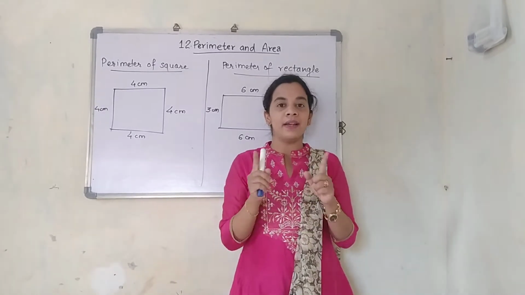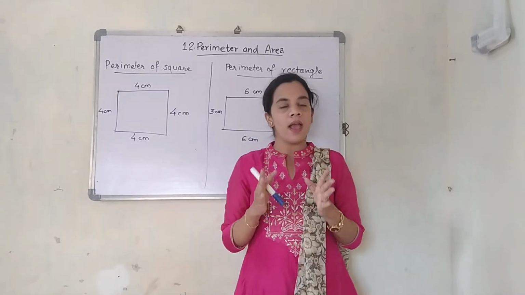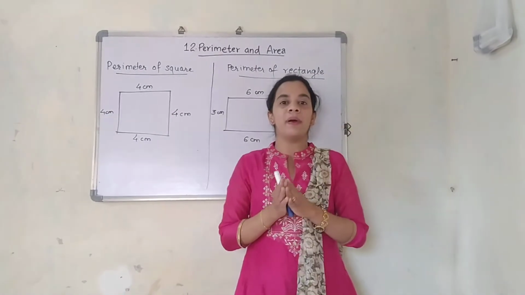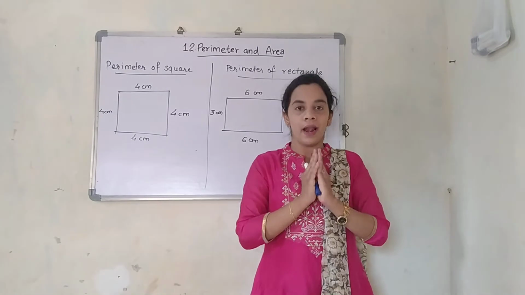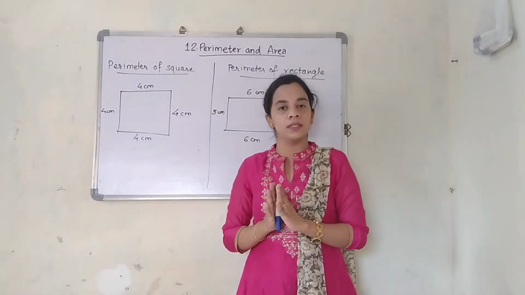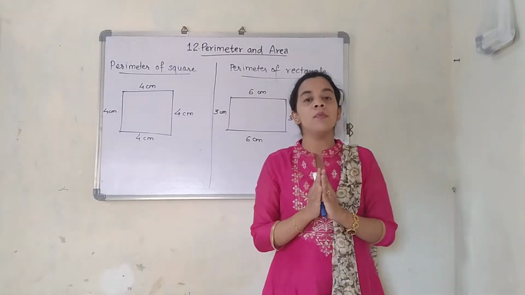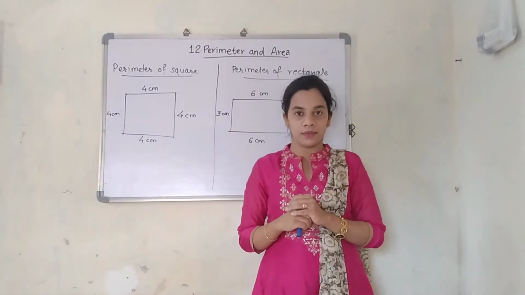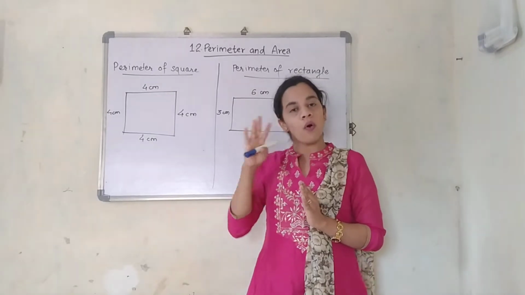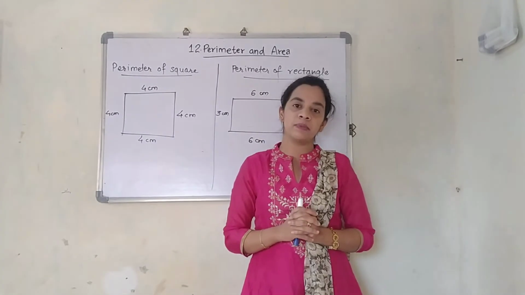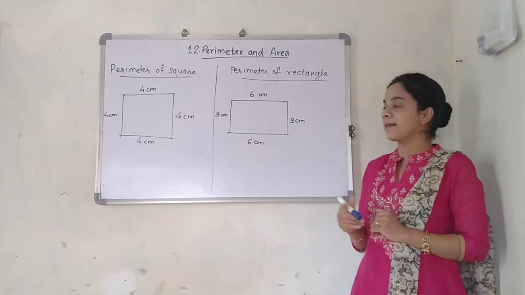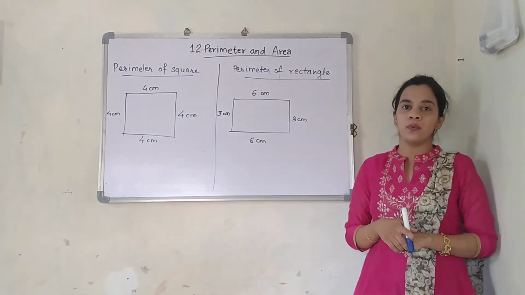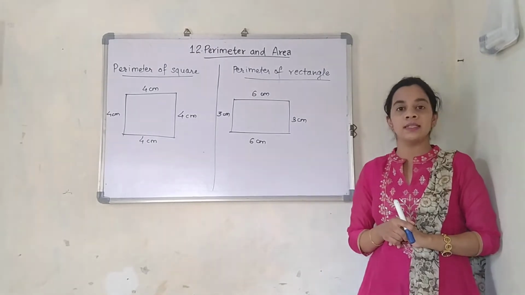Perimeter means what? Addition of all sides. If any figure is given to you, the perimeter of that figure is the addition of all the sides, or the sum of all the sides. Now, square: you can see a square has 4 sides. So the addition of all those 4 sides is said to be the perimeter. You can see a rectangle over here. What is the perimeter of a rectangle? Addition of all 4 sides of the rectangle is said to be its perimeter.